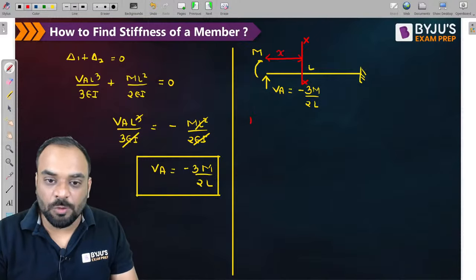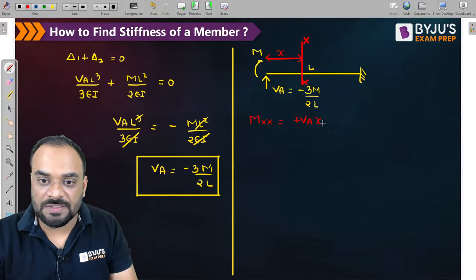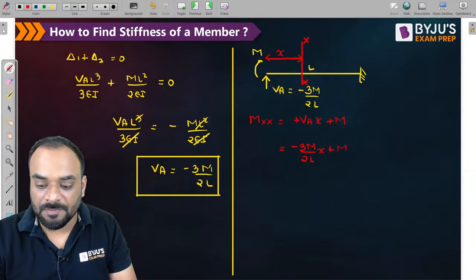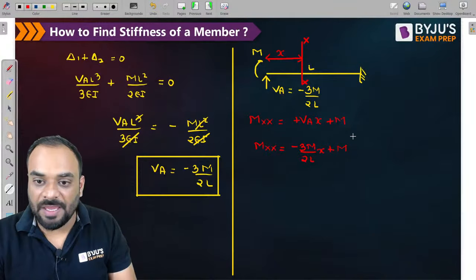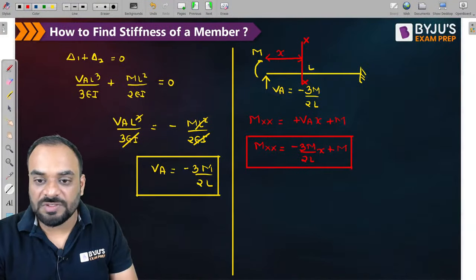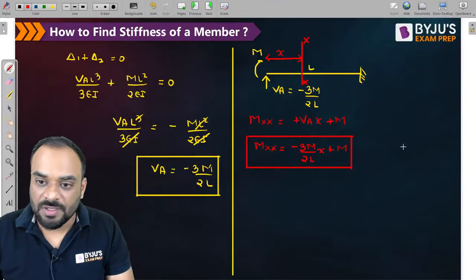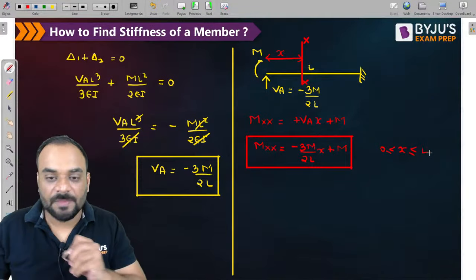So what will be our bending moment equation? MXX is equal to plus VA into X plus M, correct? Now what is the value of VA? It is minus 3M by 2L multiplied by X plus M. And this is our MXX value, right? Okay, and this relation is valid from 0 to L distance in the structure. So we can apply this particular relation from 0 to L easily, correct?